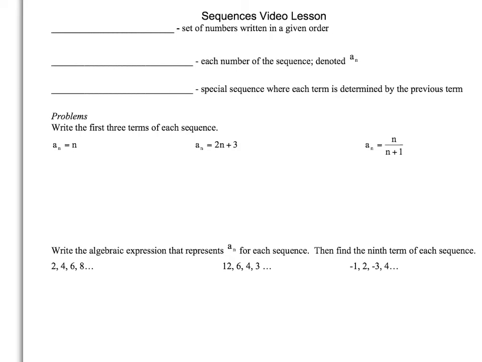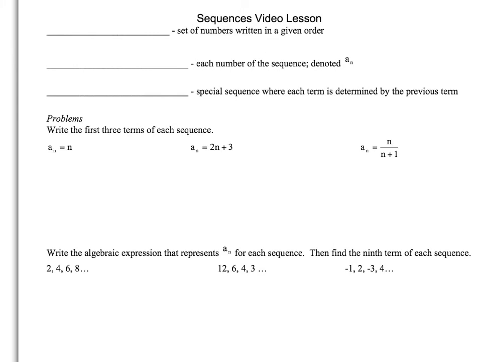Today we are going to start a unit on sequences and series. A set of numbers written in a given order is a sequence. Each number in the sequence is called a term. And a special sequence where the previous term defines or determines what the next term is going to be is called a recursive sequence.